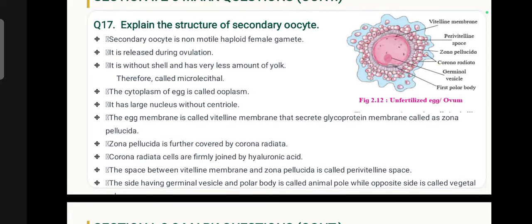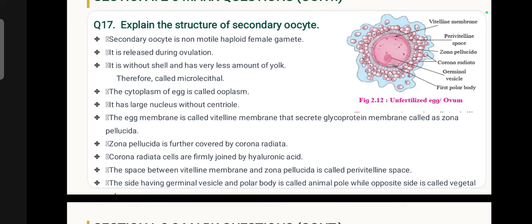Explain the structure of secondary oocyte. Diagram also comes separately as well as description. Secondary oocyte is non-motile female gamete and released during ovulation. It is without shell and has very less amount of yolk. Therefore, it is called microlecithal.